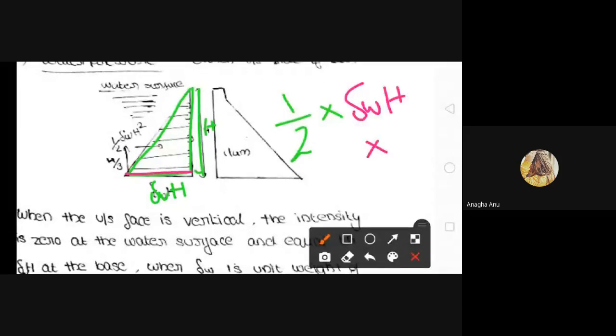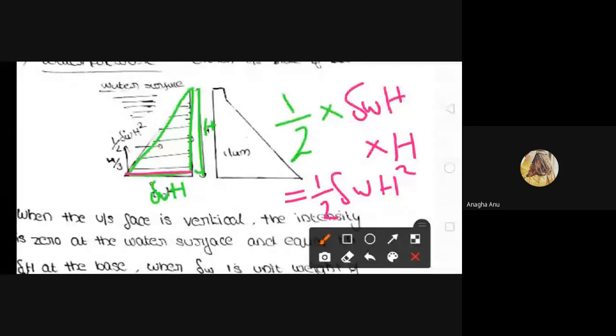What will be the height of the triangle? Look at the figure and tell me. What will be the height of the triangle? H. Okay, correct, H. So the force acting on the upstream face of the dam will be equal to half into gamma W into H square. Half into gamma W into H square.